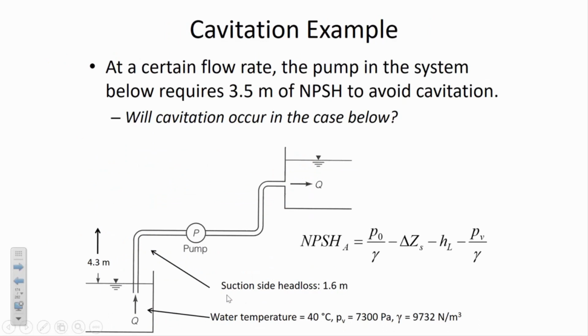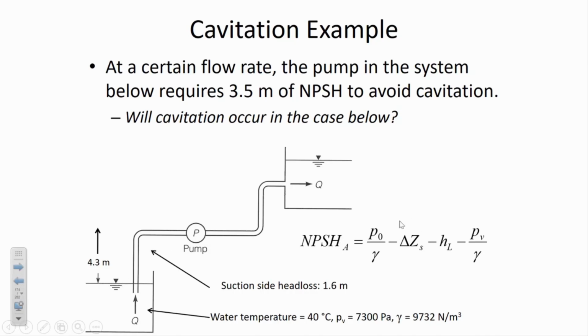Okay, so here's an illustration where we're lifting water from a lower reservoir up to the higher reservoir. Now, we don't have any information about the pipe or the elevations after the pump. For these NPSH calculations, we're only looking at the flow between the reservoir and the pump itself.